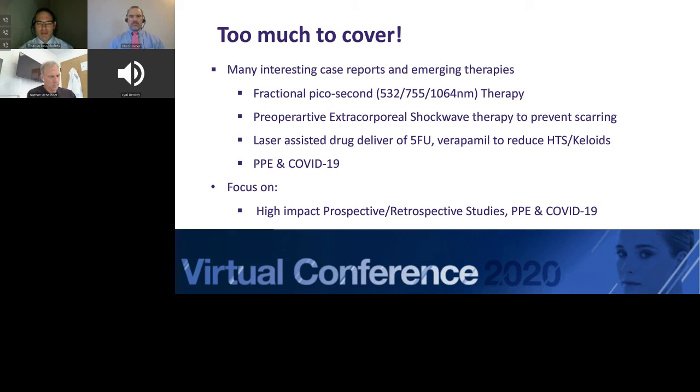And then we've heard about this multiple times already, but laser-assisted drug delivery, that's essentially the use of a laser to create channels into the skin to deliver different medications. We've heard the most about Kenalog or triamcinolone as a topical steroid, but other medications and drugs that are used today include 5-fluorouracil, some new studies coming out with verapamil and how they may help reduce the size of the hypertrophic scars and keloids.